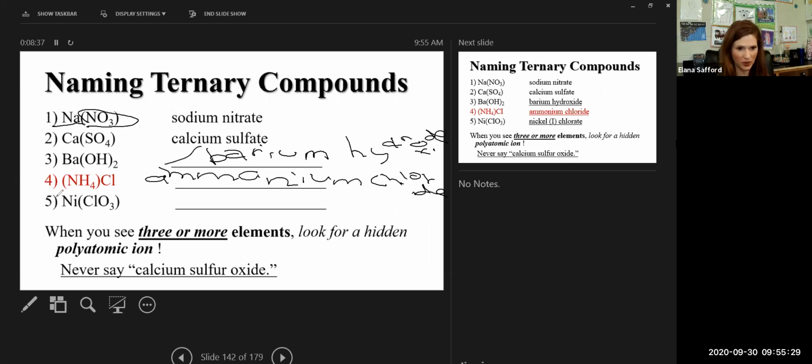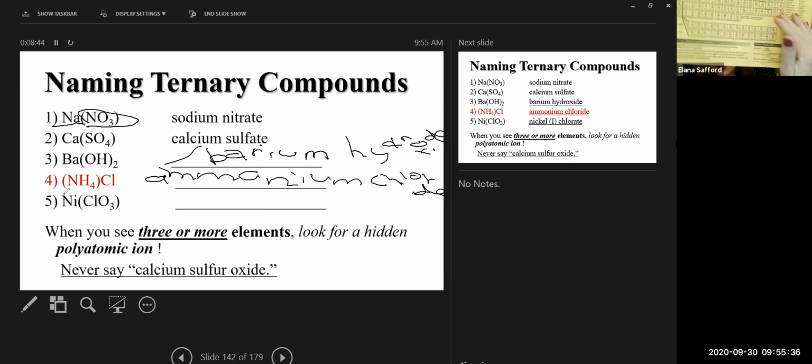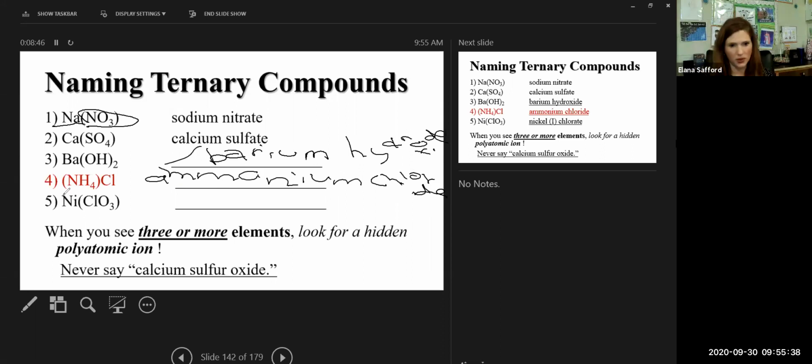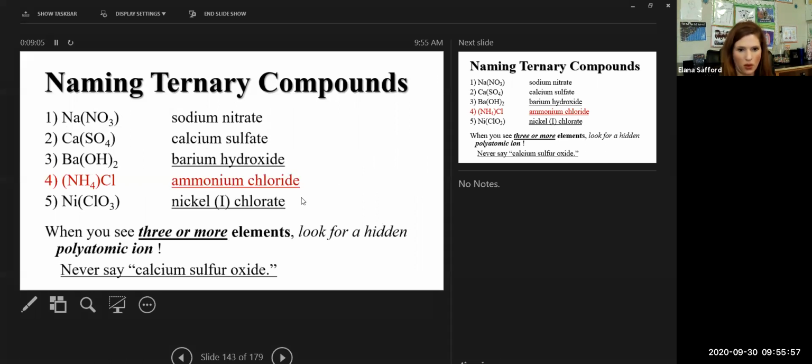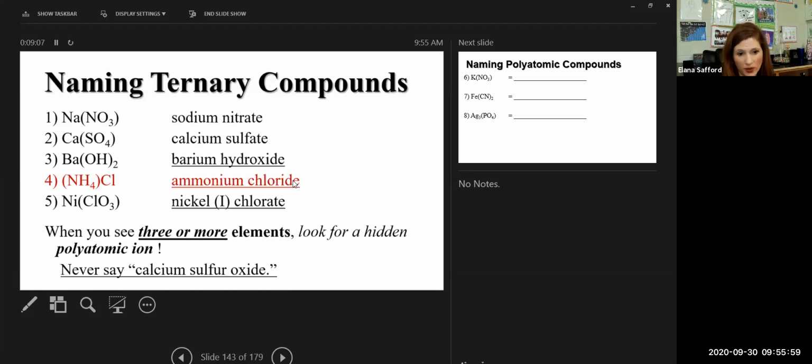And then the next one is going to be nickel. And then I'm just going to find, again, ClO3 on my polyatomic list. Nickel chlorate. Okay? So use the parentheses. Anytime you see parentheses, you should be thinking, oh, this is a polyatomic ion that I'm dealing with. Okay? So be on the lookout for those parentheses. All right. So there they are with better handwriting. So let's practice some more.